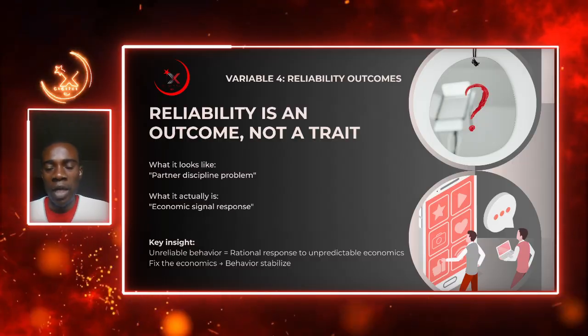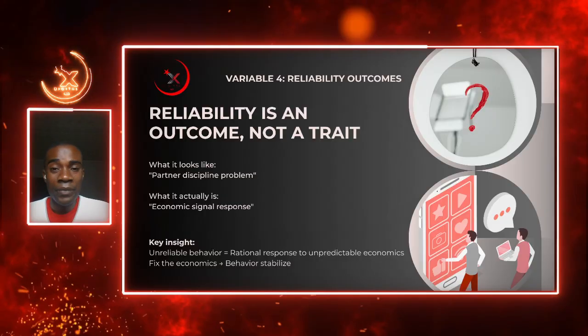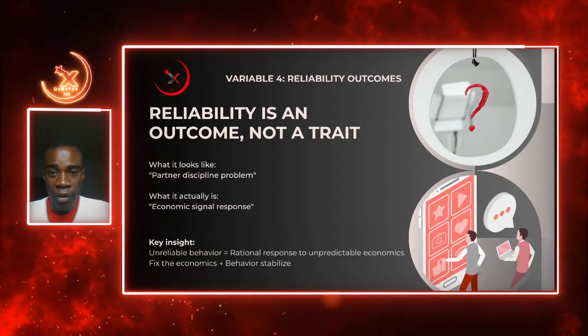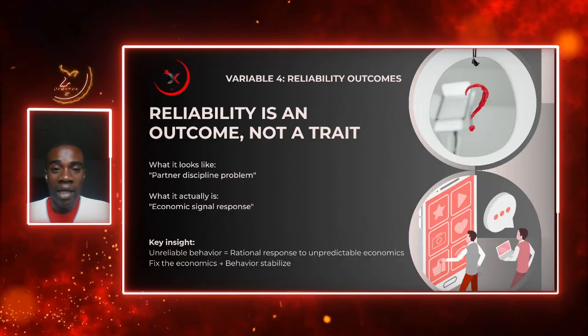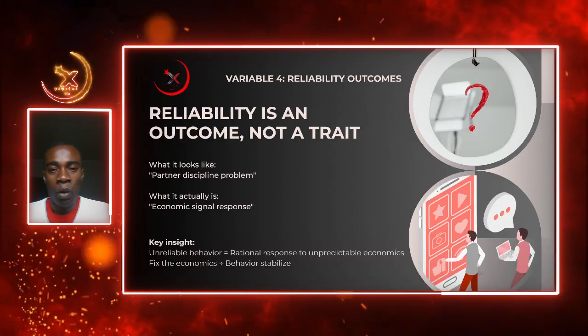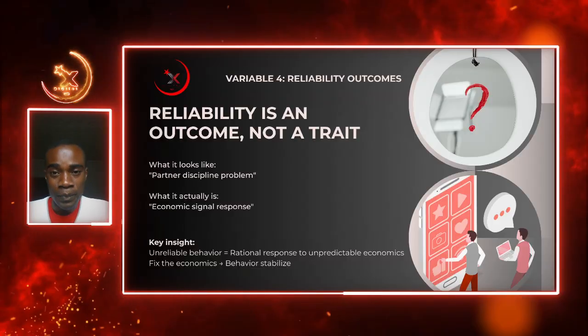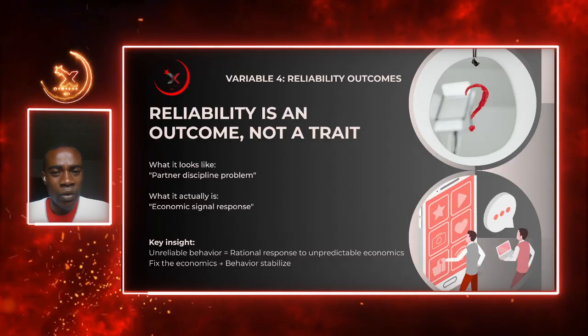Now, this is where most platforms finally realize that something is wrong, because reliability fluctuates, cancellations rise, and peak hours become unpredictable. And it's the mistake we often make. We label this as a partner discipline problem. But what if I told you that reliability is not a personality trait?